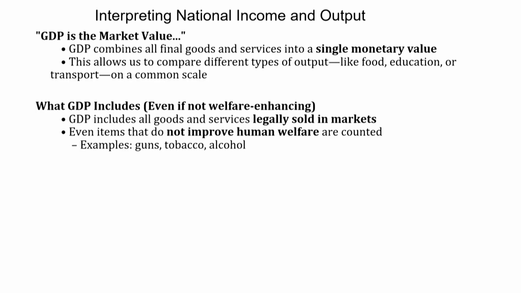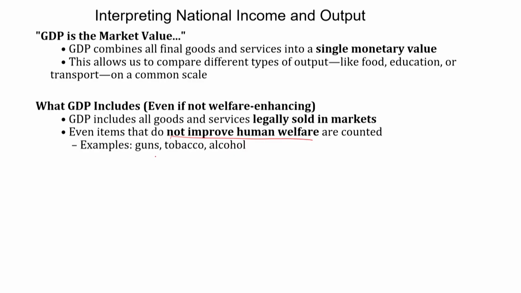So let us make it clear here what GDP includes and what GDP excludes. GDP includes everything, even if not welfare enhancing. For example, GDP includes all goods and services legally sold in markets. Even items that do not improve human welfare are counted in the GDP measurement.